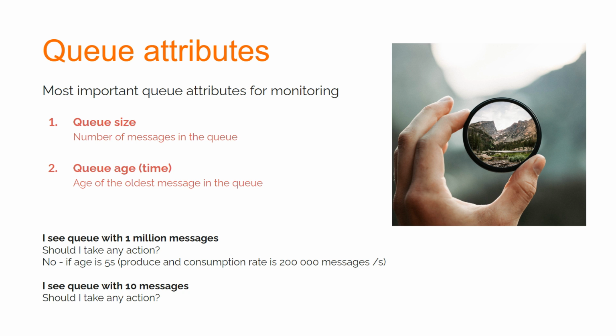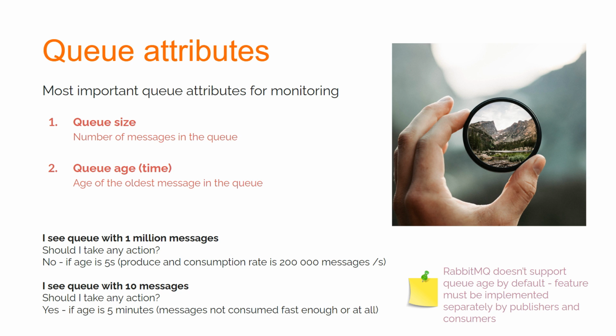On the other hand, should any action be taken when you see a queue with 10 messages? If the age of the oldest message is, for example, 5 minutes, then definitely yes, because your system doesn't process messages fast enough from this queue. In other words, you should start opening more ticket offices or wake up the cashier. As you can see, only the two pieces of information combined give us a complete picture of the queue's behavior. Unfortunately, RabbitMQ doesn't support queue age by default, but we will come back to this in later lectures.